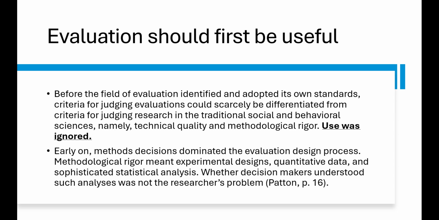However, we don't get as much out of that process as we could if we include greater emphasis on the intended uses of the program and the evaluation, as well as really tailoring it to the needs of our primary intended users. And we saw that early on, methods decisions dominated the evaluation design process. Methodological rigor meant experimental designs, quantitative data, and sophisticated statistical analyses. Whether decision makers understood such analyses was not the researcher's problem.